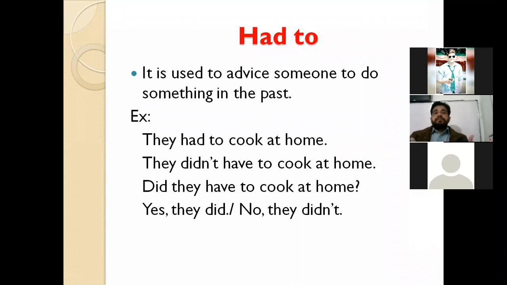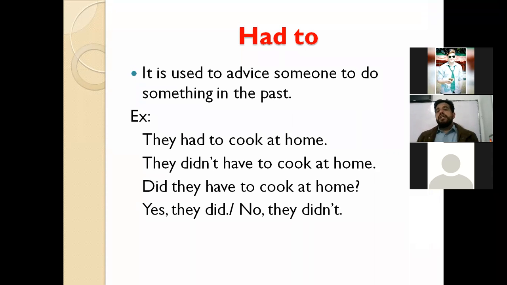Let me repeat had to. Had to is actually the past of have to and has to. It is used to advise someone to do something in the past. It is actually the advice for the past. Like suppose there were two options for somebody yesterday: on one side there was a funeral, and on one side there was a marriage party. Today, the time has passed, somebody told me that there were two options for one person, that he had to attend a marriage party and he had to attend the funeral. So I'm giving advice for him that he had to attend the funeral. I give advice for the funeral here, not for the marriage party.